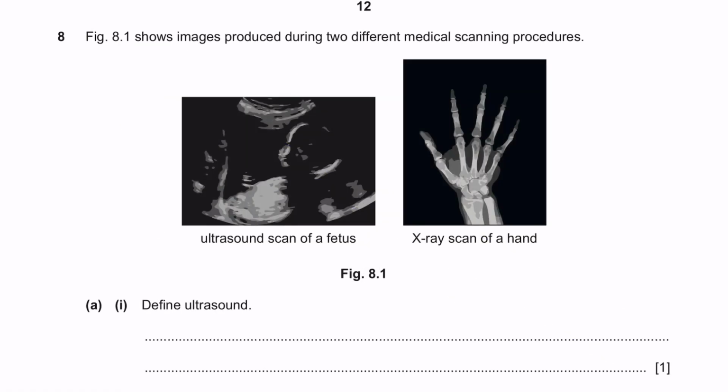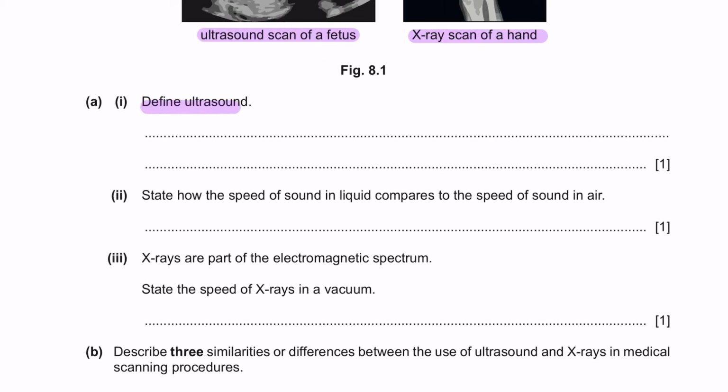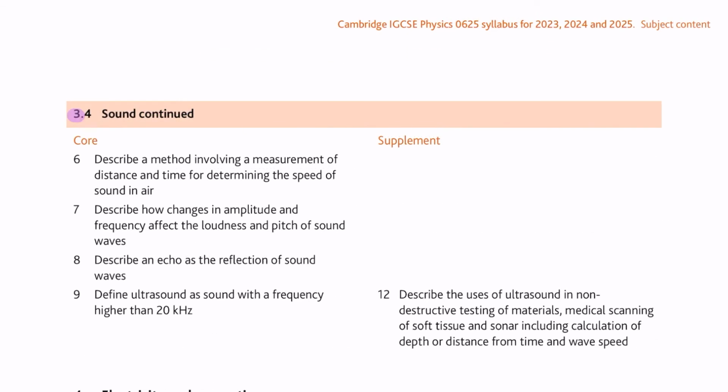Next, question 8. Figure 8.1 shows images produced during two different medical scanning procedures. You've got an ultrasound scan of a fetus and an X-ray scan of a hen. Question A, part 1. Define ultrasound. You can get the definition of ultrasound in your course syllabus. It is a sound with a frequency higher than 20,000 Hz.